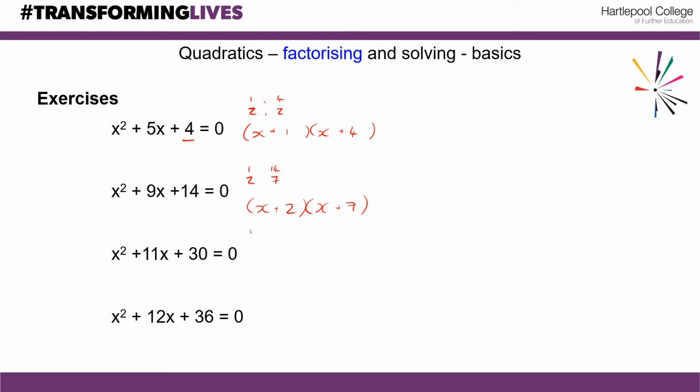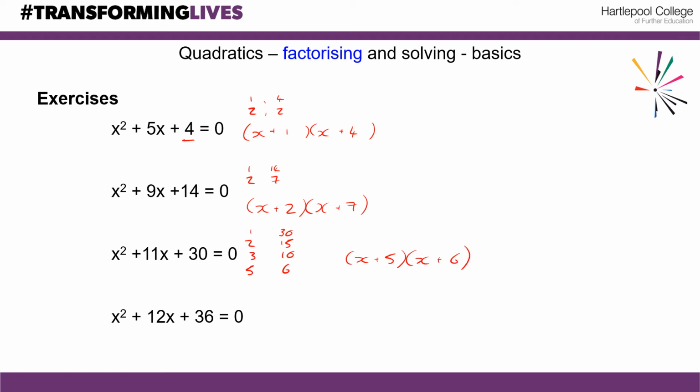Next one, think of all your factor pairs of 30. Quite a few of these. We've got 1 and 30. We've got 2 and 15. We've got 3 and 10. We've got 5 and 6. And then we're back to 6. So that's all the factor pairs. Any of those factor pairs add up to give me an 11? Yeah, the 5 and the 6. So for this one, we want x plus 5 and we want x plus 6.